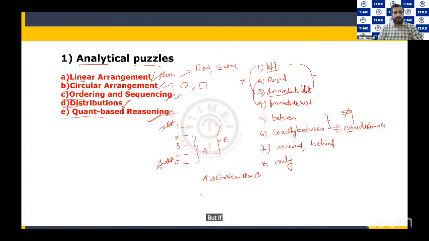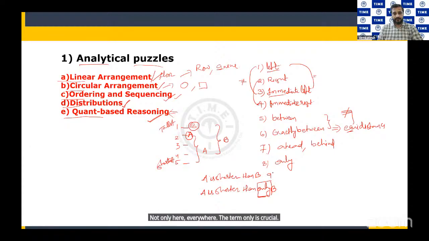But if it is said that A is shorter than only B, then you can say that A should come in the second place and B should come in the first place. A is shorter than only B. It means A is the second tallest and B is the tallest. So here you can fix the positions because of the term only. So the term only is very, very crucial. Not only here, everywhere, the term only is crucial.